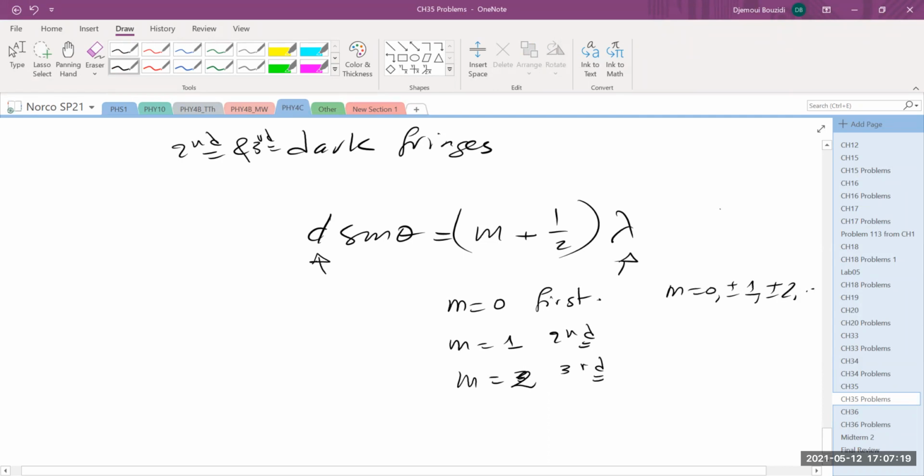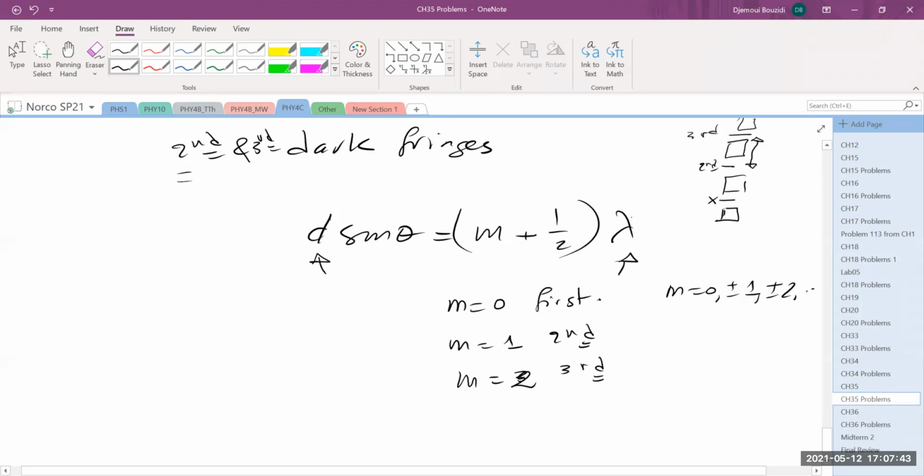Zero is immediately a bright, and then this is dark here, followed by bright, followed by dark, followed by bright, followed by dark. So this one is not. They said between the second, here is the second, and here is the third. We need to find this distance between them.